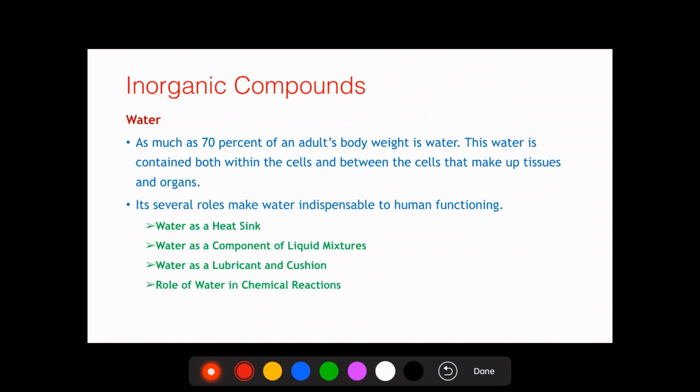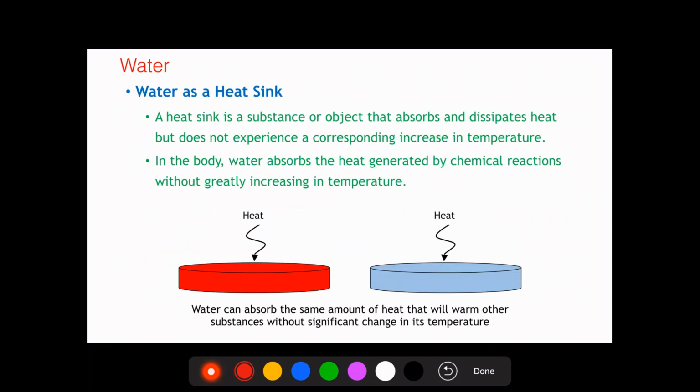Let's start with water. 70% of our body is made out of water. Water has several characteristics. It acts as a heat sink. It's a component of liquid mixtures, a lubricant and cushioning, and it has a major role in chemical reactions. As a heat sink, it's because water can simply absorb heat.